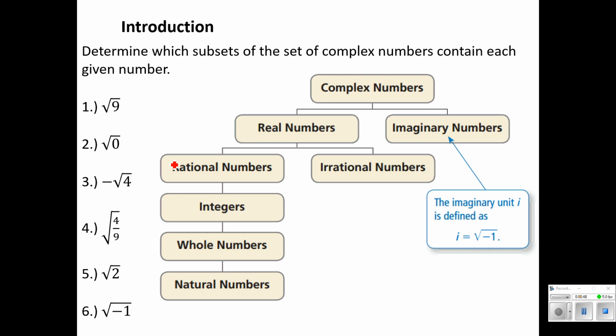Okay, well, let's have a look. Problem number 1, we've got the square root of 9, which is equal to 3 or negative 3. We've got integers here, and the positive 3 would fall in the whole numbers category, and the negative 3 would fall in the integer category.